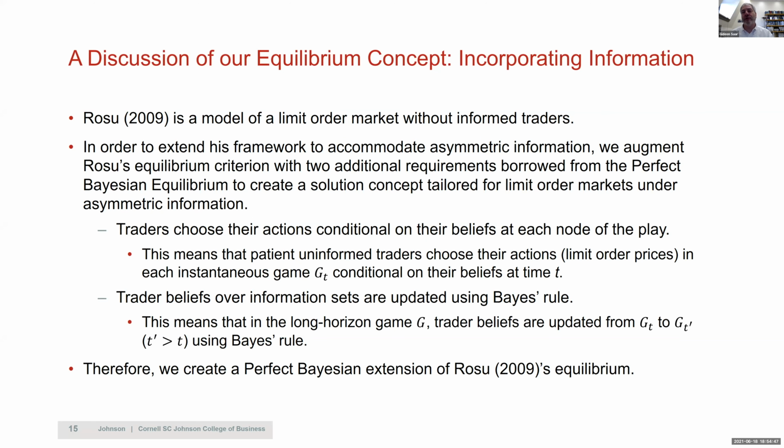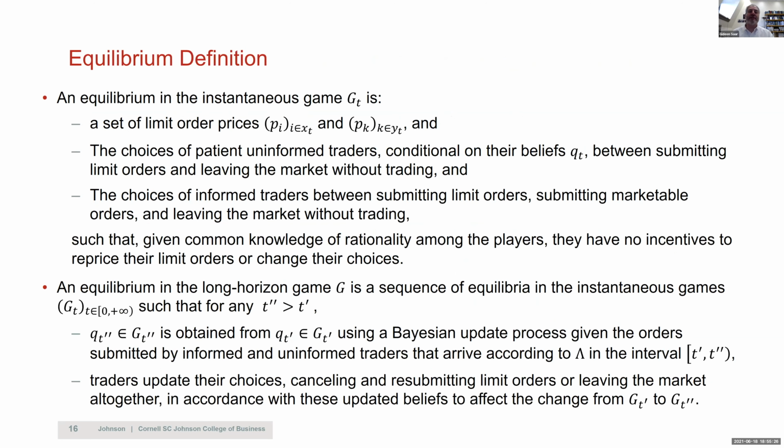We borrow two things from perfect Bayesian equilibrium to create a solution concept that is tailored to limit order markets under asymmetric information. The first thing that we borrow is, of course, that at every node of play, at every instantaneous game, traders choose their action based on their beliefs at that time, Q_t. And the other thing is that beliefs are updated according to Bayes' rule as you move from one instantaneous game to the other. And that's also the same in traditional sequential trade models. So in some sense, we create the perfect Bayesian extension to his equilibrium. So here's the formal statement of the equilibrium.